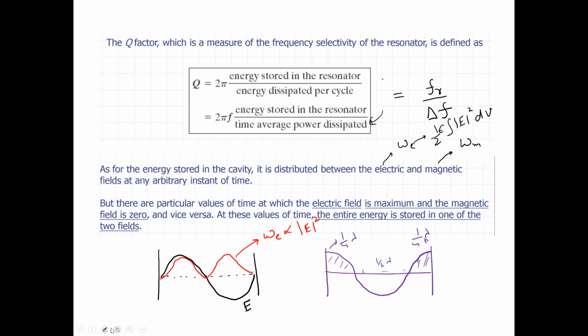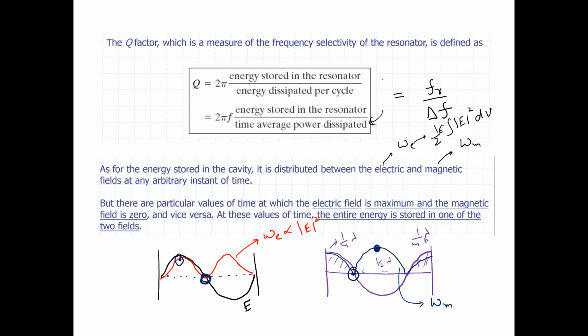If I was going to plot the magnetic field energy, it is the square of that, so it's going to be something like this. That would be the magnetic field energy which is present. So what you notice is where the electric field energy is zero, the magnetic field energy is maximum. Where the electric field energy is maximum, the magnetic field energy is zero.